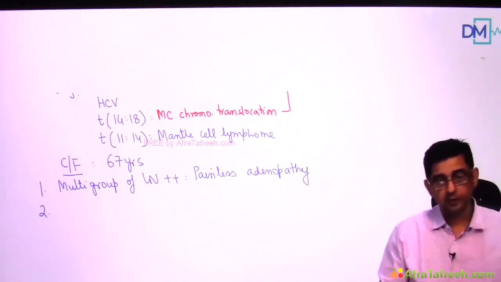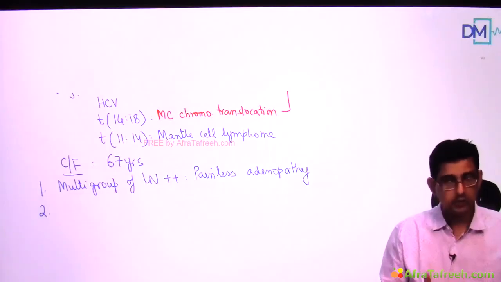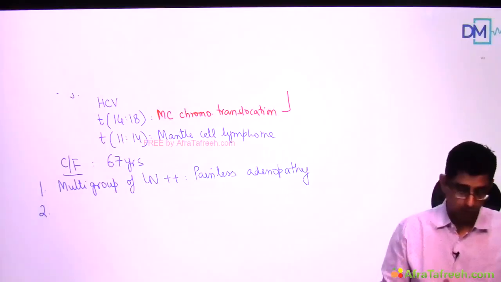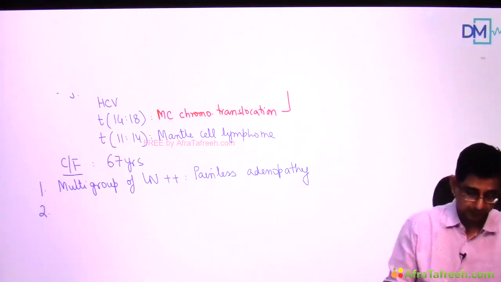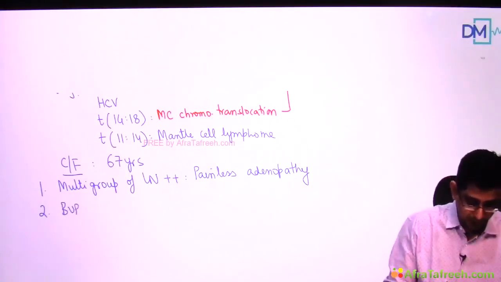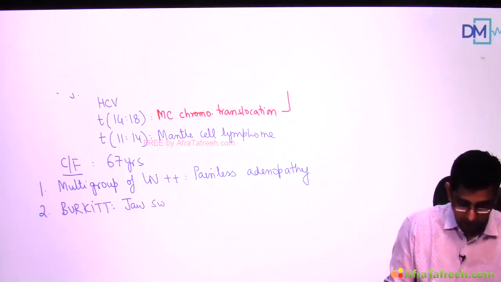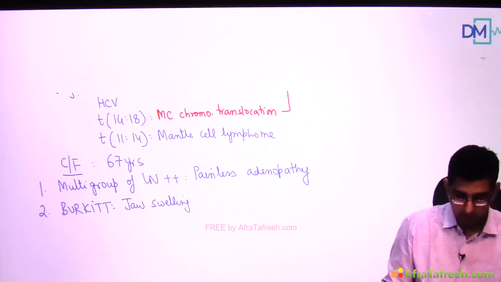Do remember that Burkitt's lymphoma is common in the pediatric age group, but otherwise most non-Hodgkin's lymphomas present in the adult age group. Burkitt's in adults can present with abdominal lymphadenopathy. I'll just mention it here. Burkitt's lymphoma can present as jaw swelling, especially in an African child.